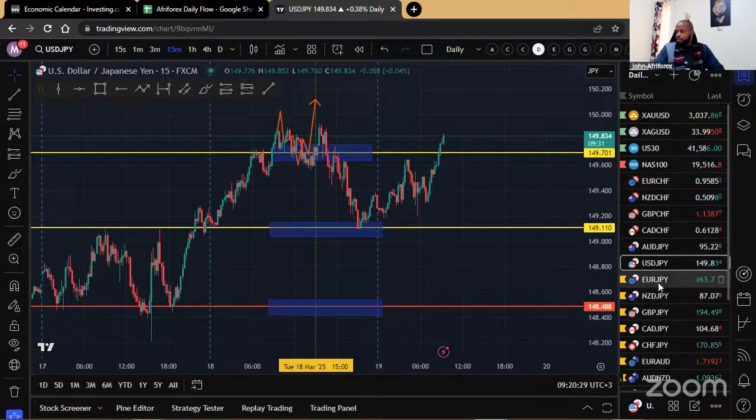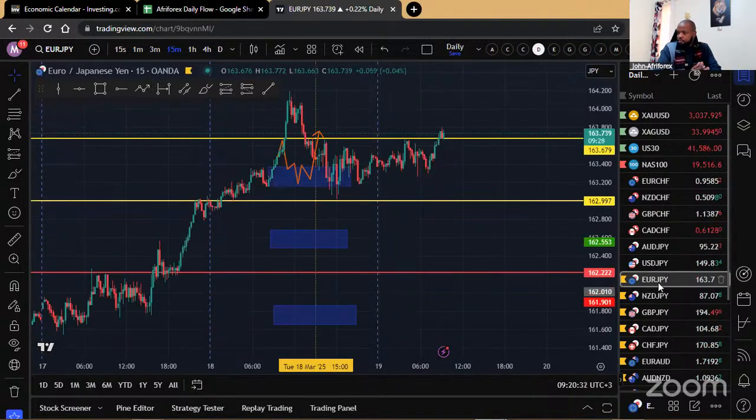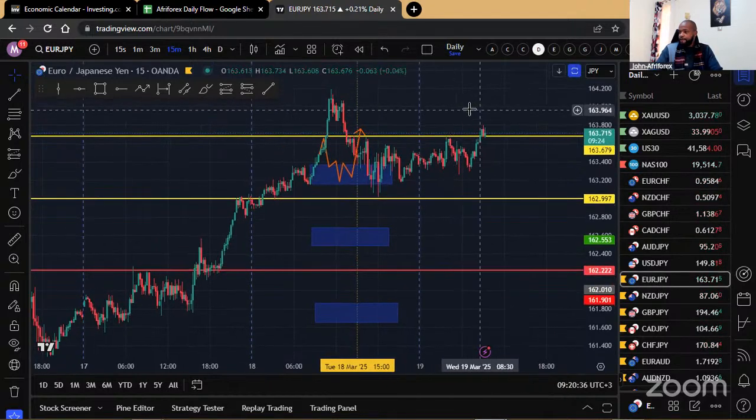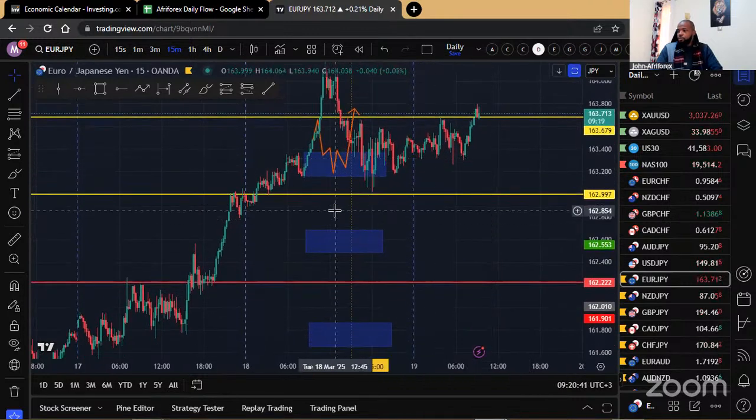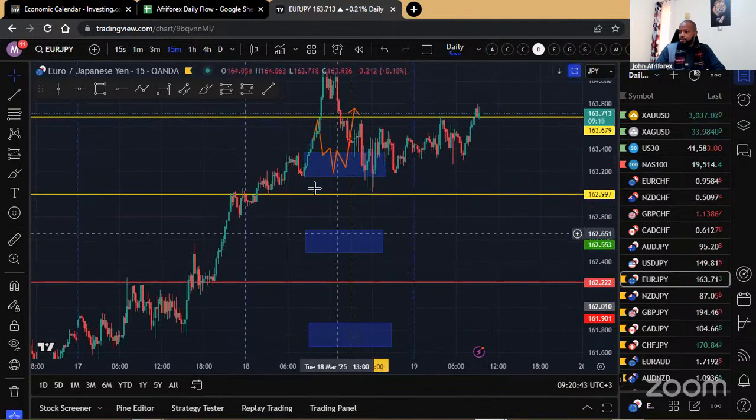So we're going to start off with the yen pairs, mix and match them up with everything on the buy side. So we'll start off with the euro against the Japanese yen. For this one yesterday, we're trying to see whether we could have gotten some buying opportunities. So you can see the three regions I had pointed out.